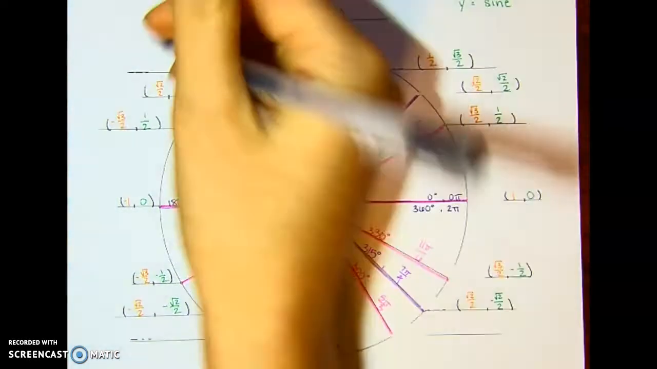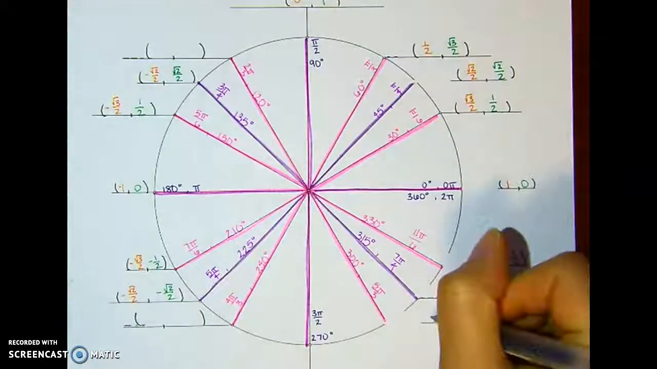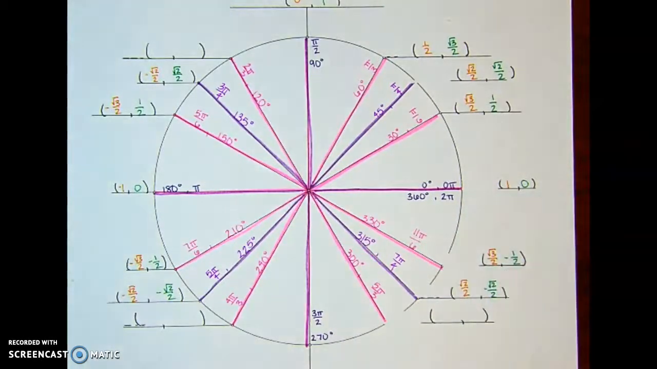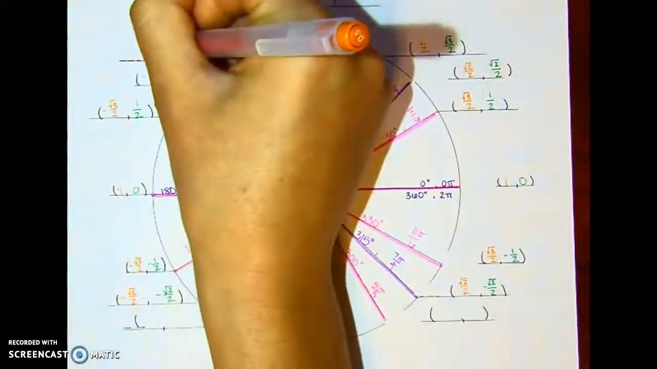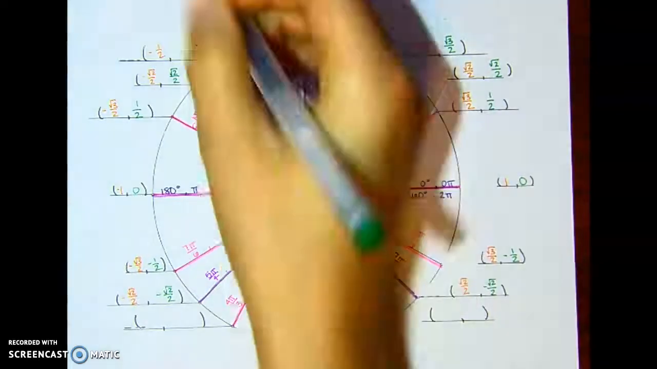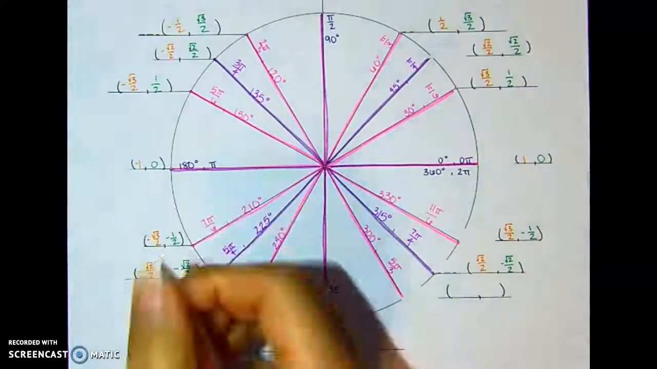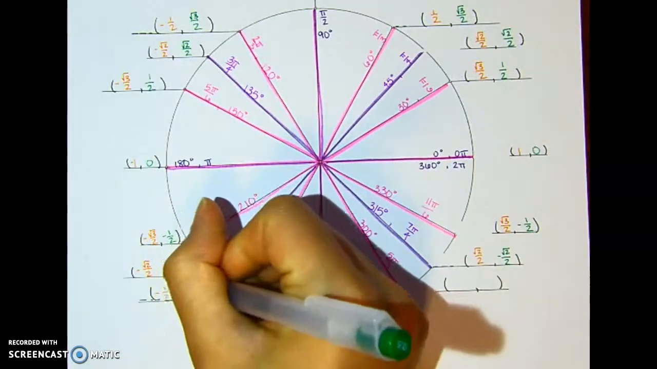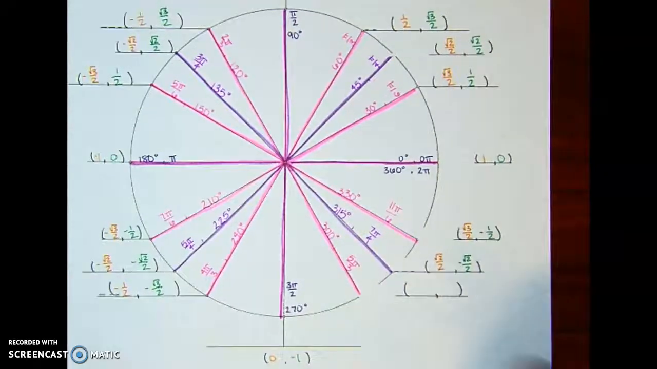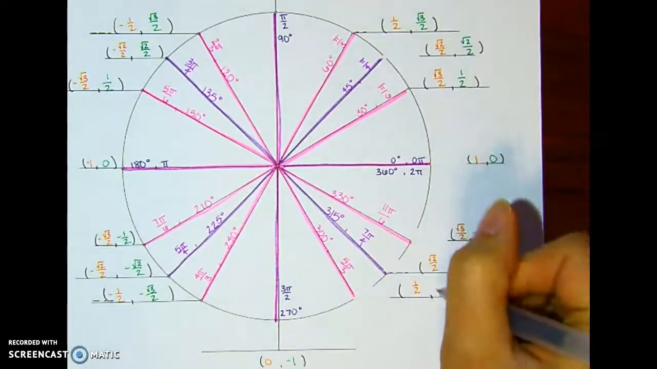Then finally, our reference angle of 60 degrees or pi over 3. So our x values in quadrant 2 are negative, so negative 1/2, positive root 3 over 2. Down here they're both negative, so negative 1/2, comma negative root 3 over 2. Then fourth quadrant, x is positive, so positive 1/2, comma negative root 3 over 2.